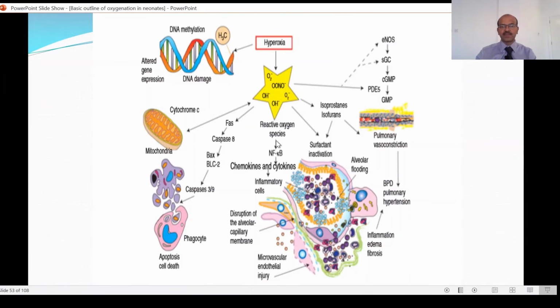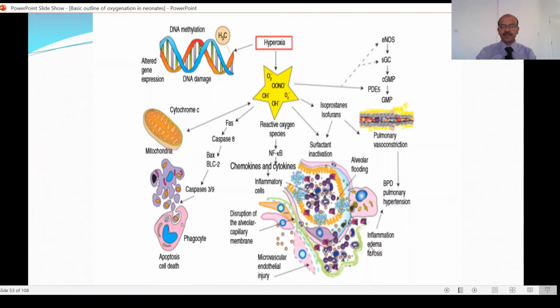The reactive oxygen species leads to inflammation in the lungs. There is disruption of the alveolar capillary membrane. There is microvascular endothelial injury. Inflammation, edema, fibrosis happen. The alveolar flooding continues to occur. Relative surfactant inactivation is noted as well. And it has a secondary effect on the phosphodiesterase enzyme role in the metabolism of cyclic GMP to GMP. There is pulmonary vasoconstriction, and this also contributes to pulmonary hypertension, which is a part of bronchopulmonary dysplasia.